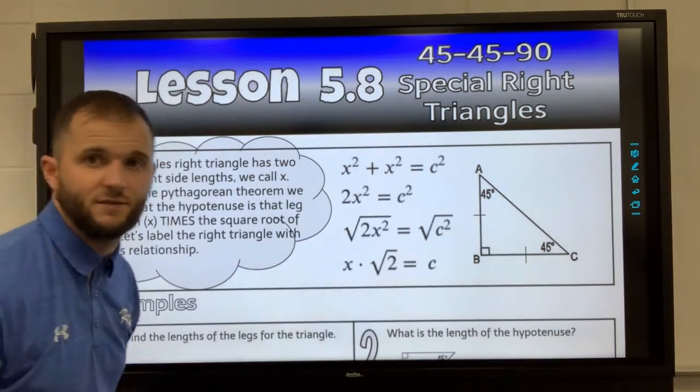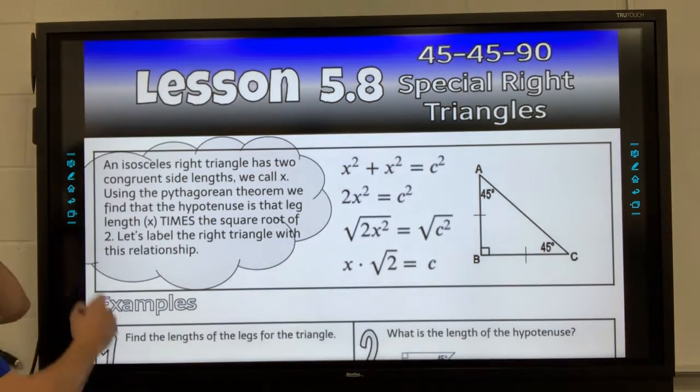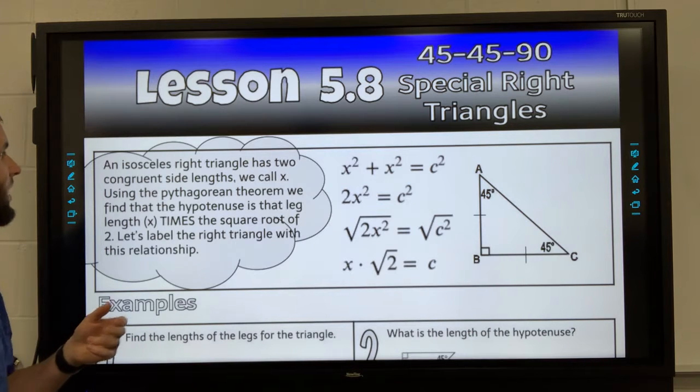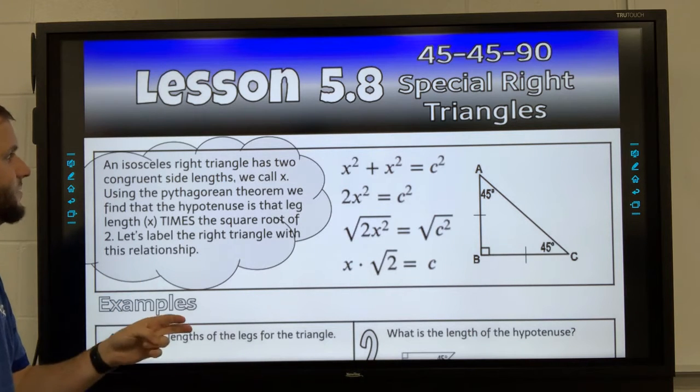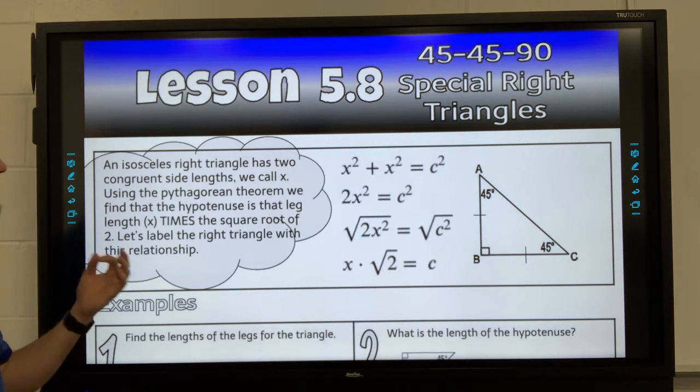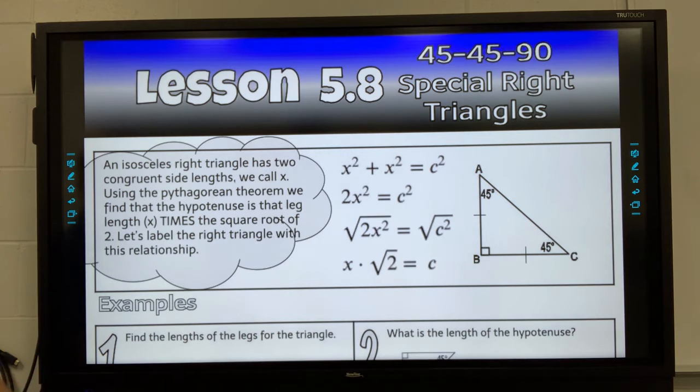Let's look at the definition real quick. It says here, an isosceles right triangle has two congruent side lengths we call x. Using the Pythagorean theorem, we find that the hypotenuse is the leg length x times the square root of 2. Let's label the right triangle with this relationship.